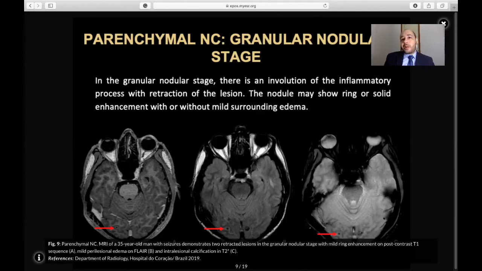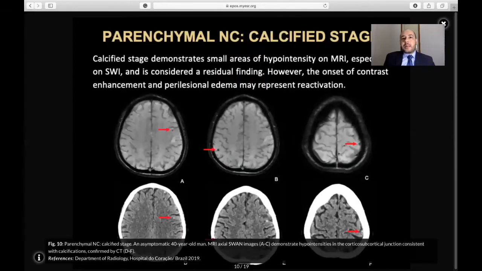the granular nodular stage with mild ring enhancement on post-contrast T1 sequence, mild perilesional edema on FLAIR, and intralesional calcification in situ. The calcified stage demonstrates only small areas of hypointensity on MRI, especially on SWI, as we see in this asymptomatic 40-year-old man, and is considered a residual finding.